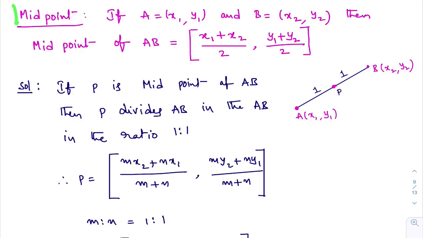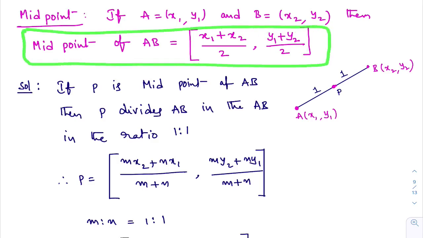In last class, we learned about section formula. In this class, we will learn about midpoint. You see, if A equal to (x1, y1), B equal to (x2, y2), then the midpoint of AB equal to ((x1 plus x2) by 2, (y1 plus y2) by 2). Actually, we will get this formula from section formula only. Let's see how we will get this formula.